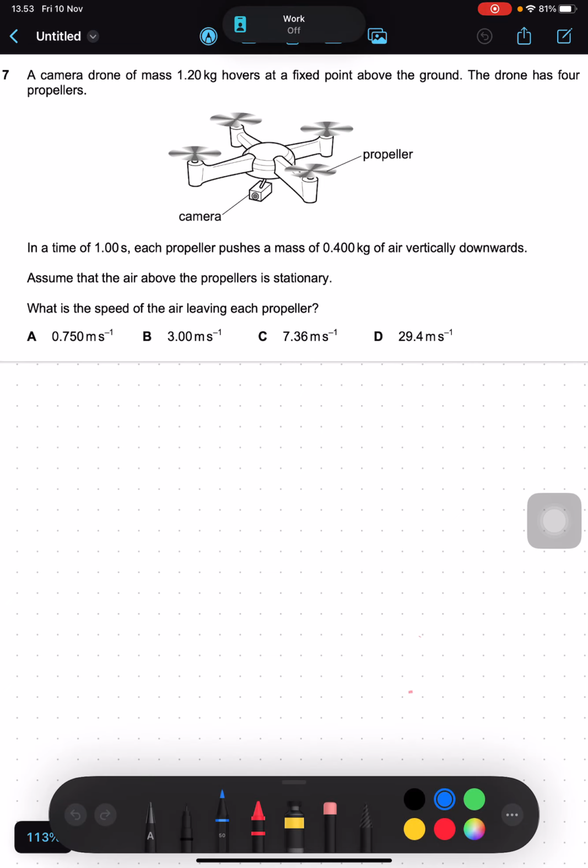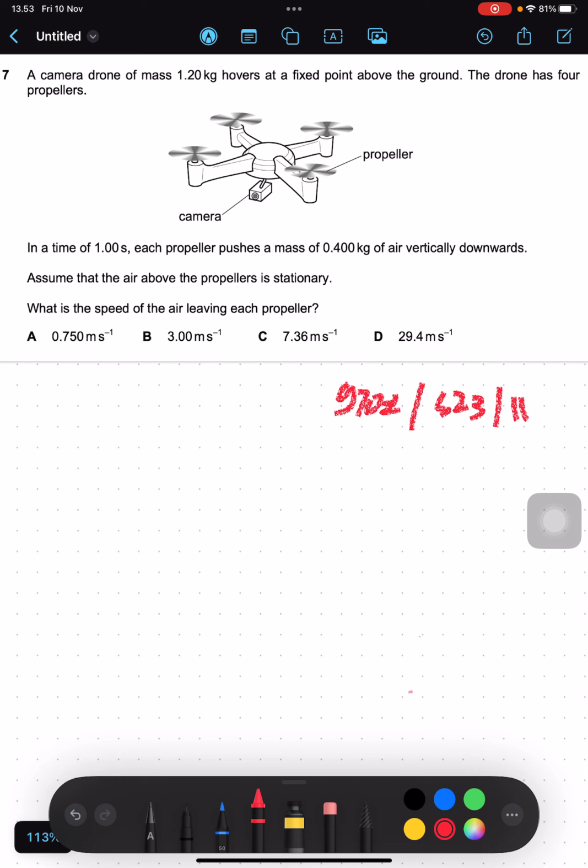So this question is from 9702 slash summer 23 question paper 11. A camera drone of mass 1.20 kilogram hovers at a fixed point above the ground.